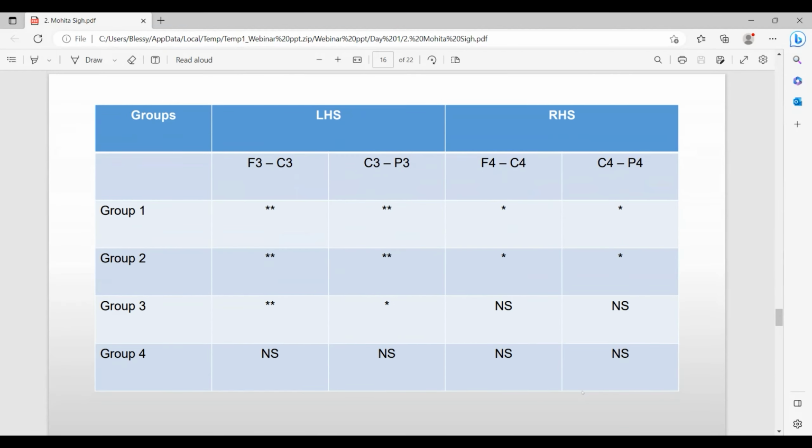So for the frequency in the central region, again the P values were compared and the results were shown as below. The left hemisphere was seen in the electrodes F3C3 and C3P3, and for the right hemisphere F4C4 and C4P4. So group 1, group 2, group 3 and group 4 all showed results that were more dominant on the left side as compared to the right side, and non-significant results were obtained in group 3 and group 4 in the right hemisphere, and for group 4 in both left and right hemispheres. But the overall activity was more dominant on the left hemisphere as compared to the right hemisphere.